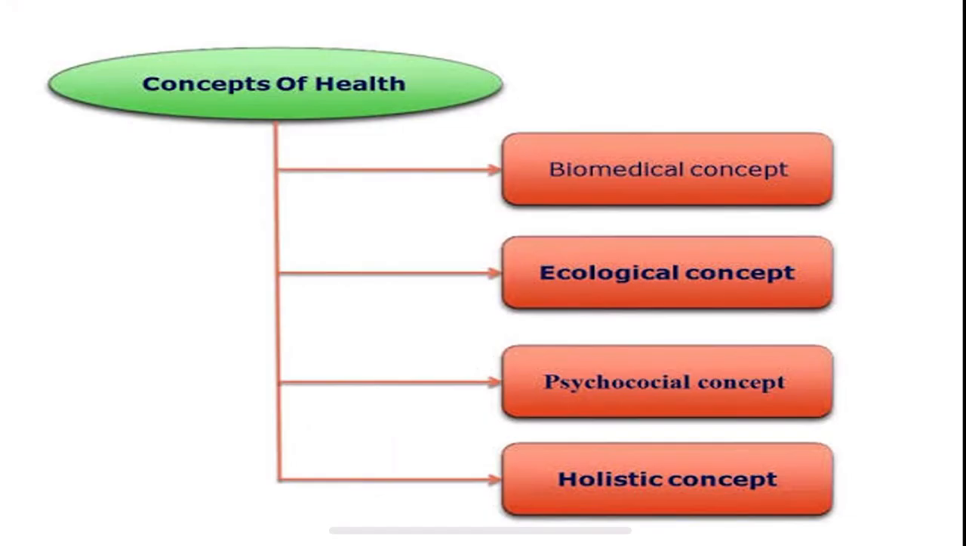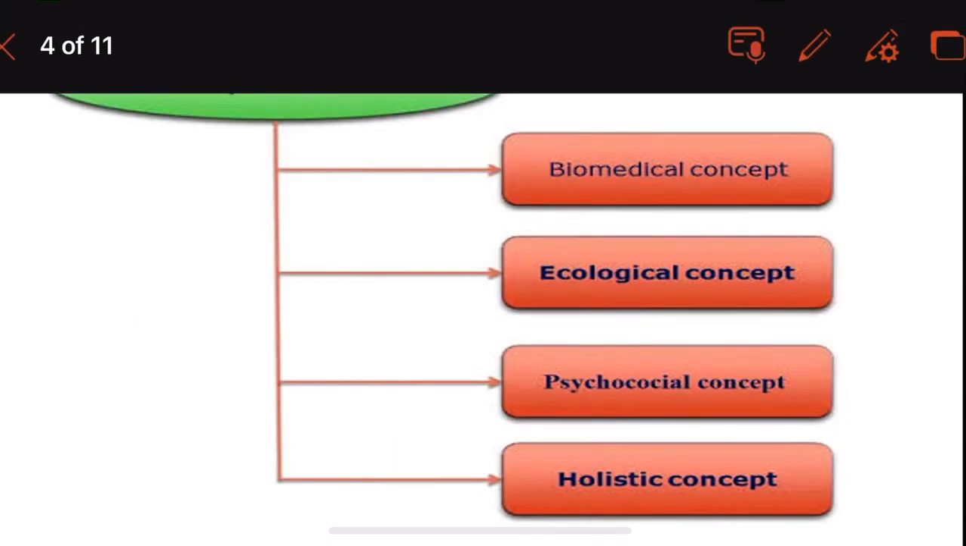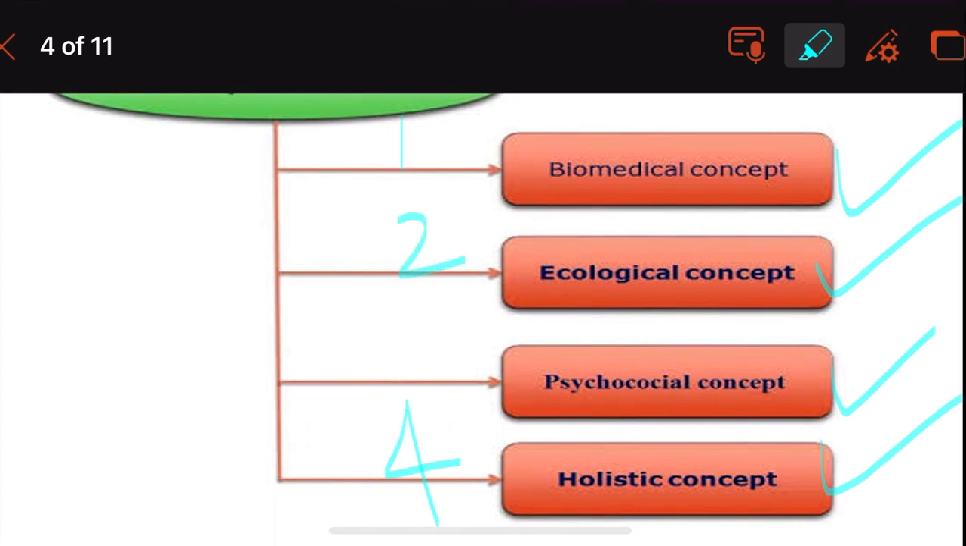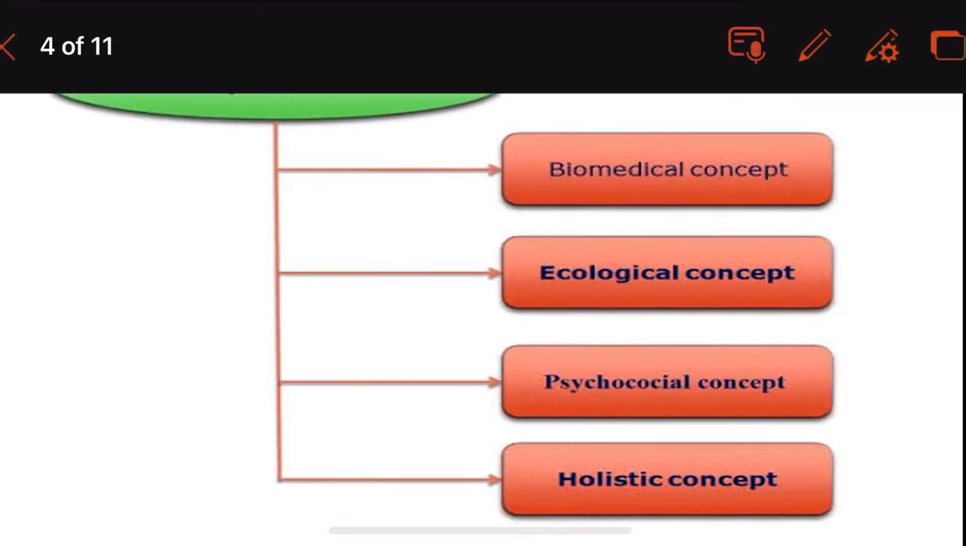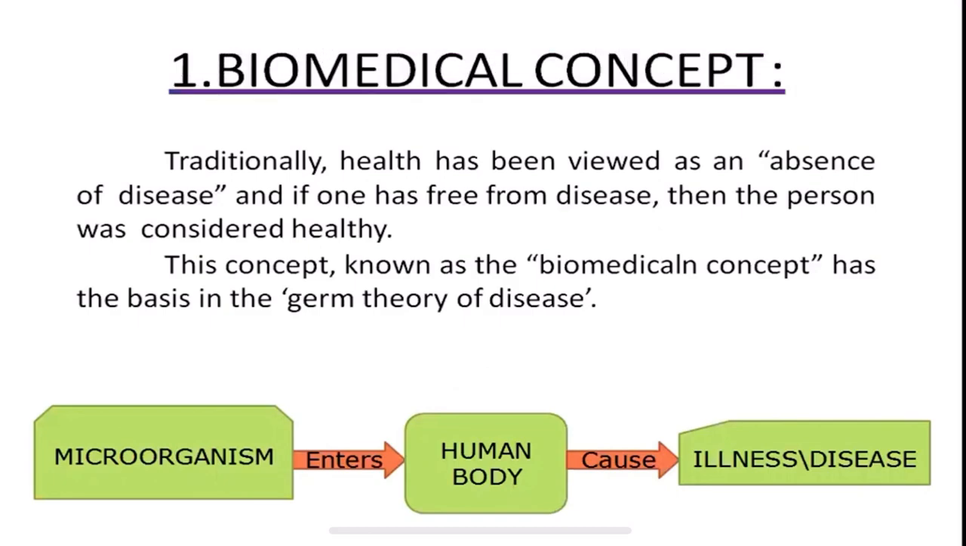Now let us move on to the concepts of health. We have four major concepts, that is biomedical concept, ecological concept, psychological concept, and the fourth and final one is the holistic concept. Again guys, biomedical, ecological, psychological and holistic. Starting with the biomedical concept. According to the biomedical concept, health is viewed as an absence of disease. If one is free from any disease, then the person is considered to be healthy.